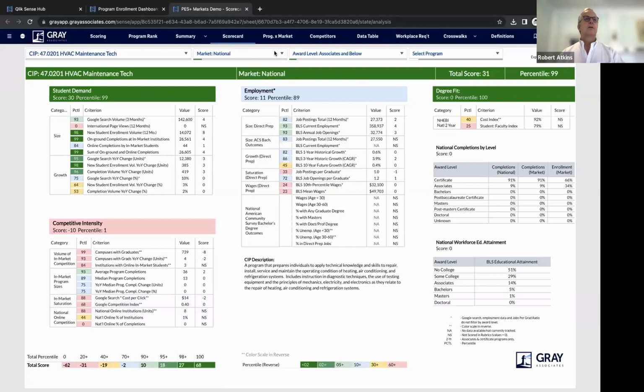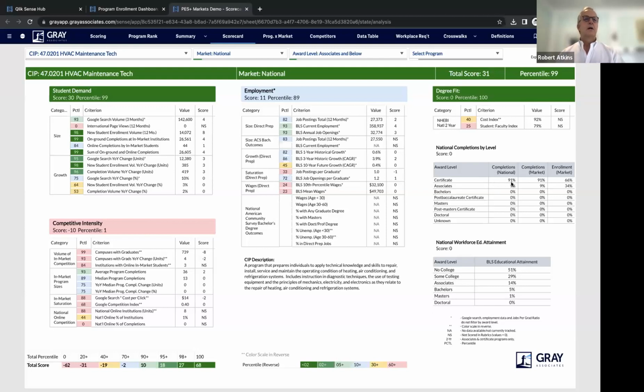I'm just looking at the colors now. Employment's good. It's blue, it's not bad. The top direct prep looks pretty good, 80s to 90s. Let's check wages. I got some pink there. Yeah, not great. 32,000 to 49,000. So on the employment side, lots of work, not a lot of pay. But that's not bad actually for a certificate.